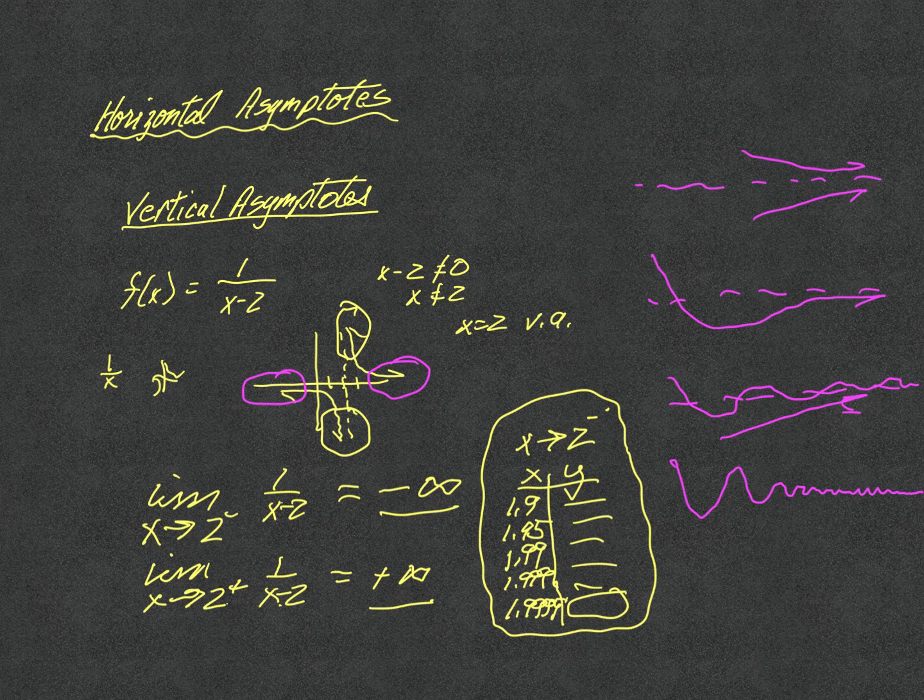All right, so that's a quick review of vertical asymptotes and what happens with horizontal asymptotes. Let's develop the calculus now.